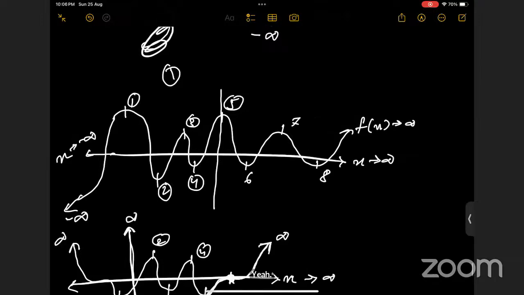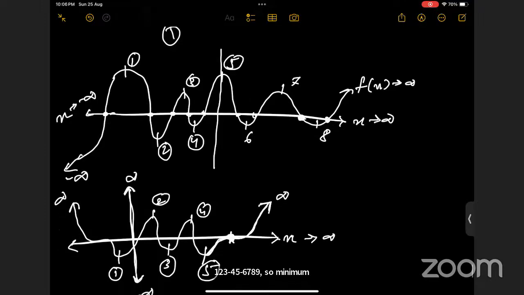So what about graph 1? What is the minimum degree? What can we say about the minimum degree? Nine. Okay, so let us check. All the intercepts here are linear, right? 1, 2, 3, 4, 5, 6, 7, 8, 9. So the minimum degree is 9 here because we have 9 linear factors.